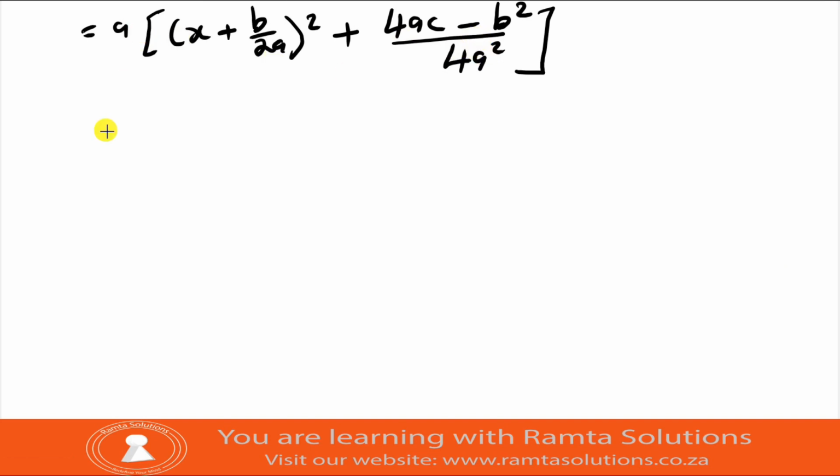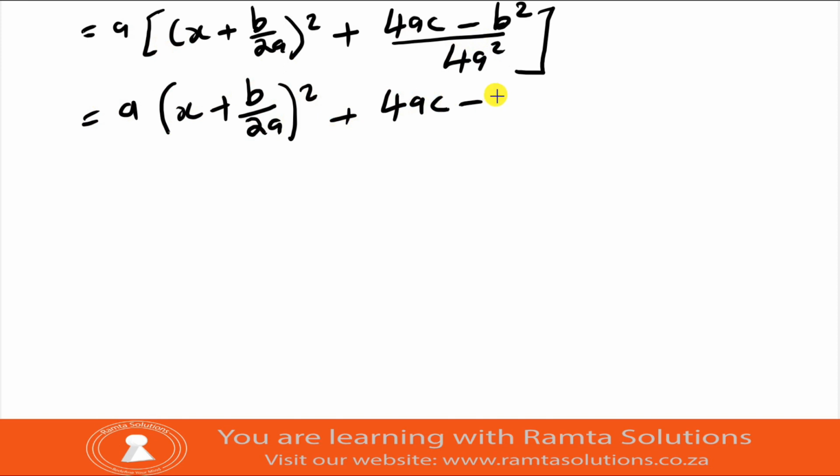Now I've multiplied throughout with the a. When I multiply throughout with the a, we will have a into x plus b over 2a all squared plus 4ac minus b squared all over 4a.